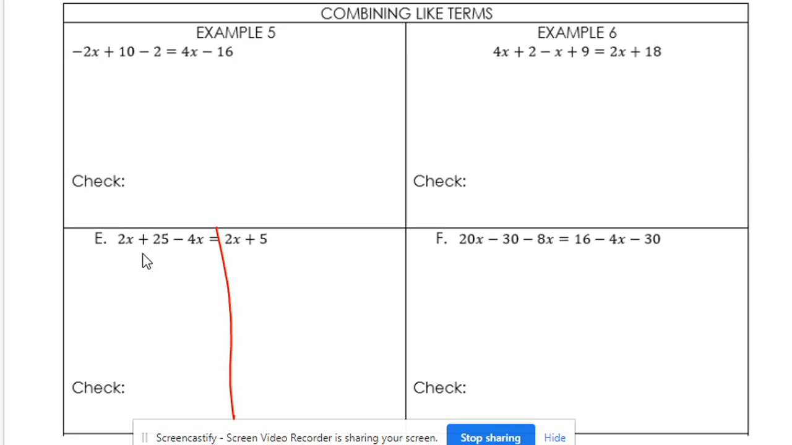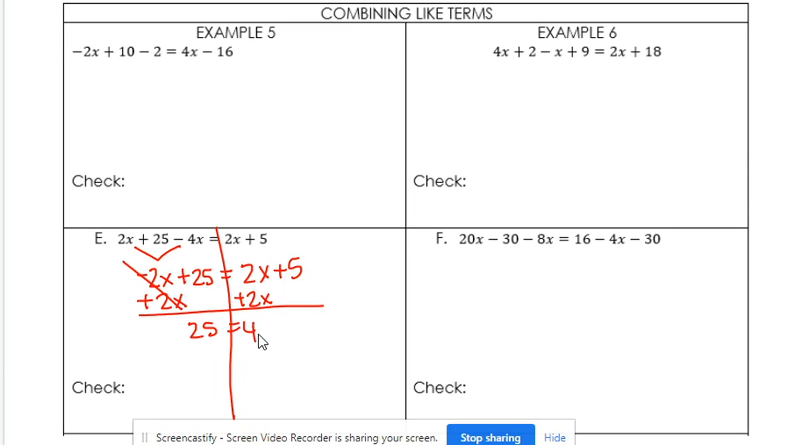All right, E, combine like terms first because we don't have any grouping symbols. So 2x and negative 4x is negative 2x. Bring down the plus 25, and that equals 2x plus 5. Next is to move the smaller variable on both sides. So we have negative 2x and a positive 2x. So negative is always the smaller one. So I'm going to add 2x to both sides because that's the inverse. Bring down my 25, and 2x plus 2x is 4x. Bring down my plus 5.